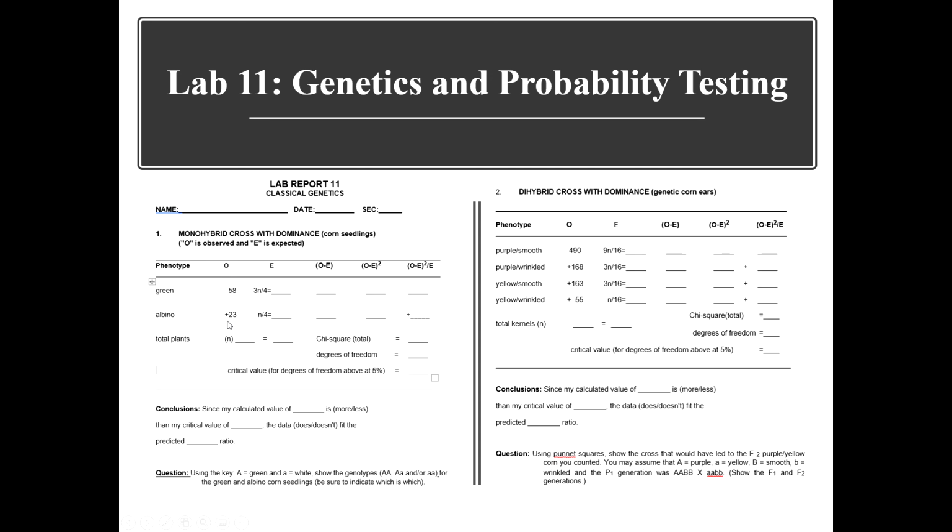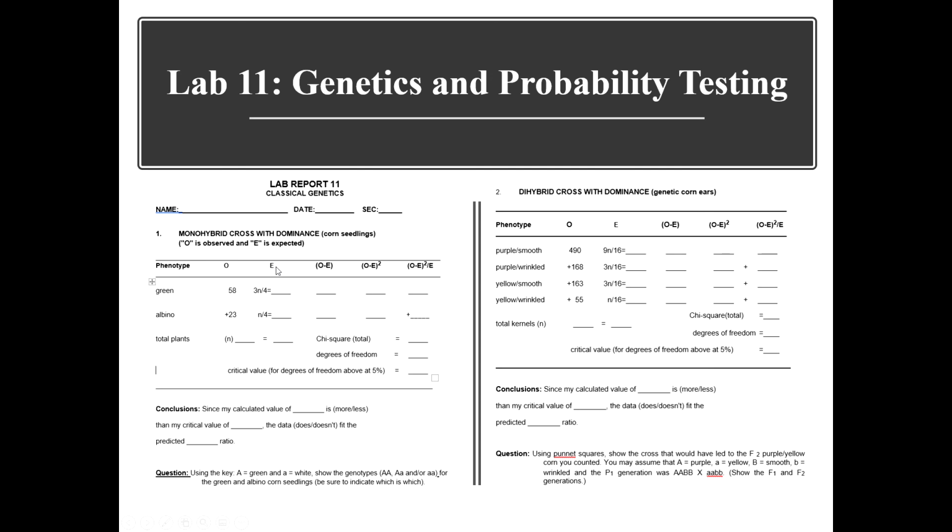Now make sure you read this lab because it walks you through these calculations so that you know how to do them. I'm not going to do all the calculations because they're explained in your lab manual, but I am just explaining what these columns are. So here's your O. This is if you are actually counting what you would observe. So then what do you expect? If you add these two up, that would be N, total number of plants. And let's just say it's 100.